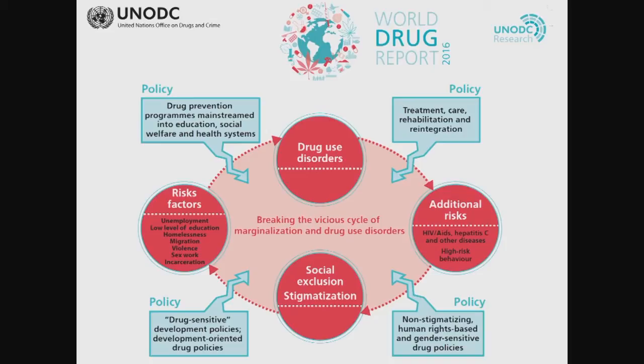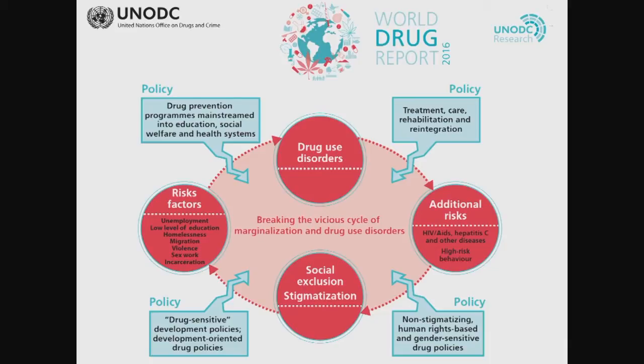And as has been said also earlier, beyond this cycle there is the suffering of many people around the world. So how can we break this vicious cycle? The first and foremost is prevention. And Yvonne described it very well earlier, so I will not go into the details. What is important is not any kind of prevention, but evidence-based prevention, prevention that we know works.